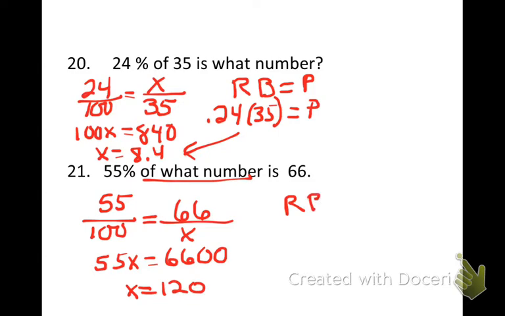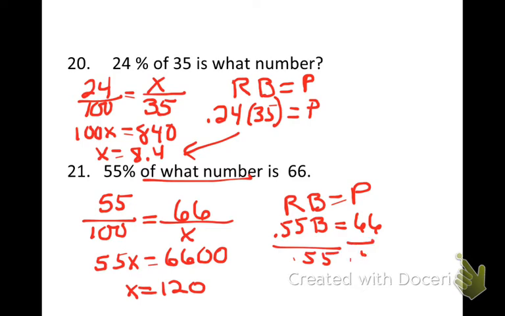Again, if you want to use rate times base equals part, my rate as a decimal is 0.55. My base, I don't know, is b, or if you want to call it x, equals 66. So you divide by 0.55 to get your answer there. And that's it.